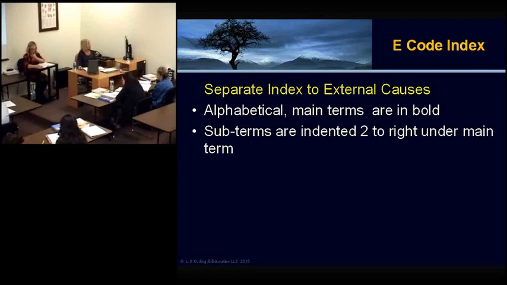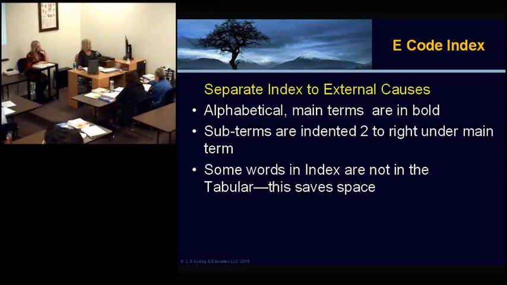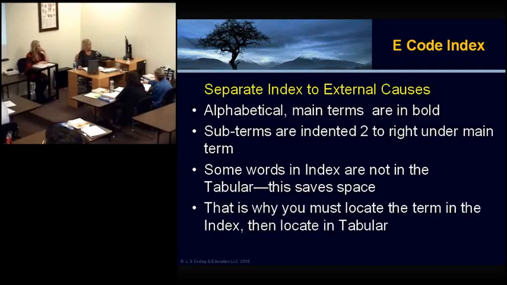All right, so it's alphabetic. Main terms are in bold. Some subterms are indented two to the right under the main term. They're not just in bold in this book; in our book, the main terms are in red. So accident would be a main term, and then aircraft under accident would be a subterm. Some words in the index are not in the tabular. This saves space, and frustrates the heck out of you. That is why you must locate the term in the index first, then locate it in the tabular.